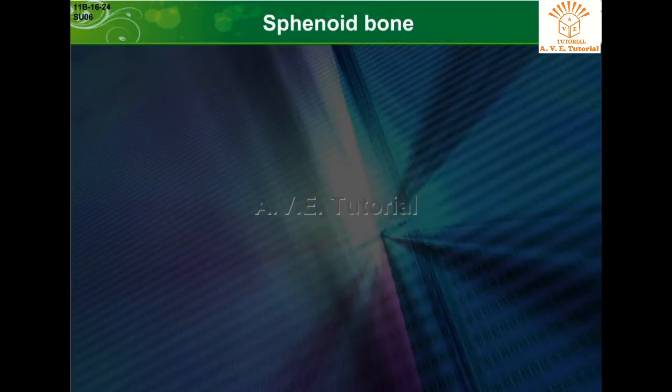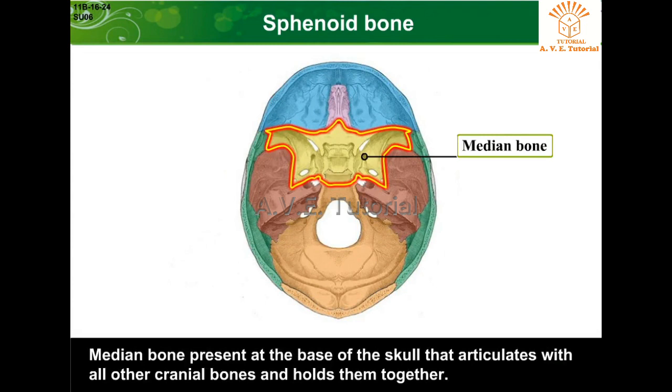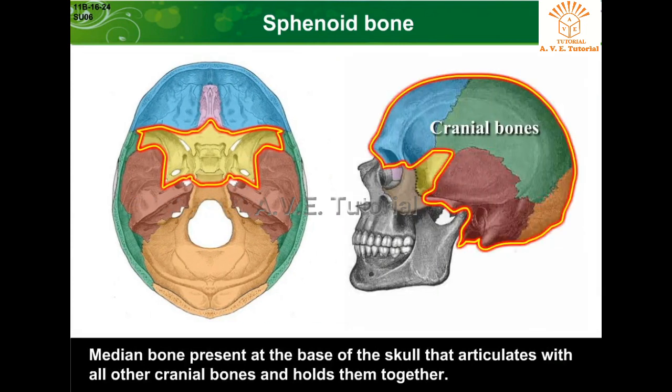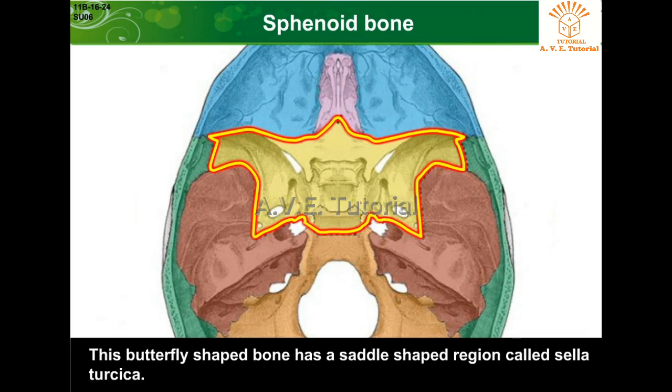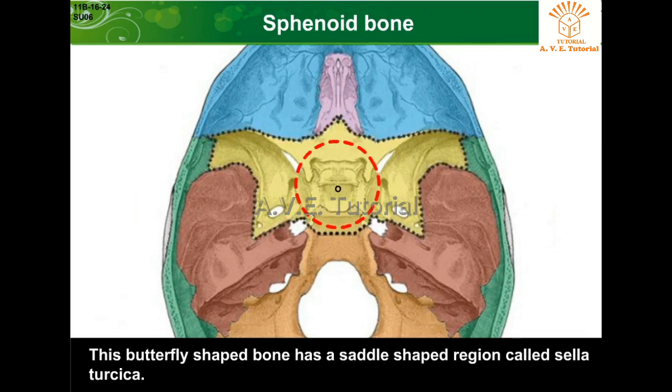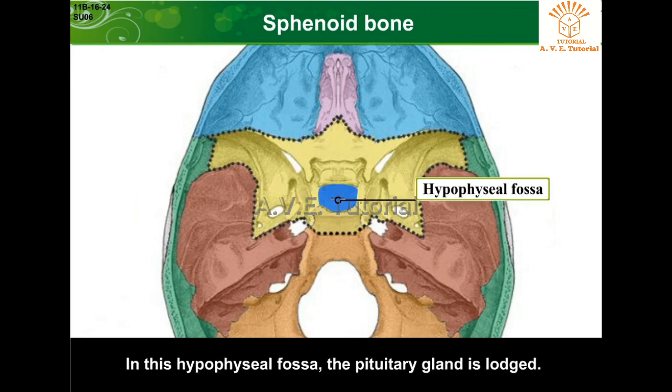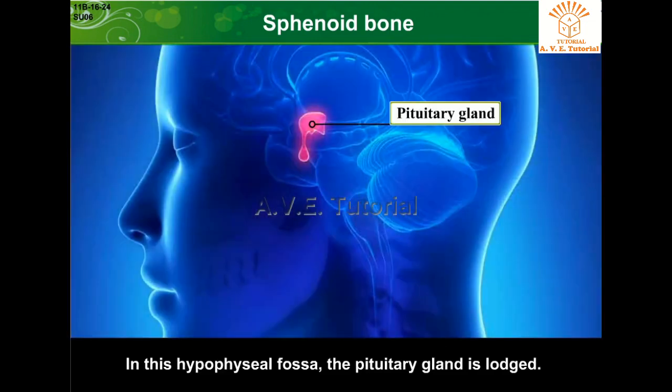Sphenoid bone. Median bone present at the base of the skull that articulates with all other cranial bones and holds them together. This butterfly-shaped bone has a saddle-shaped region called sella turcica. In this hypophyseal fossa, the pituitary gland is lodged.